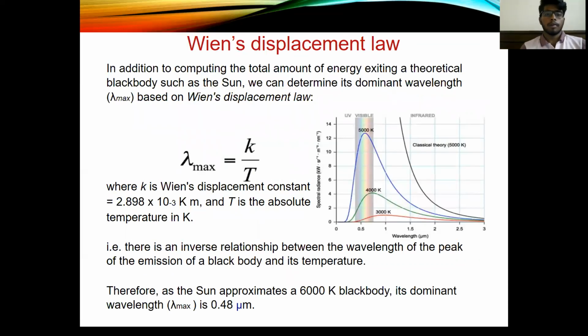Wien's displacement law. In addition to computing the total amount of energy exiting a theoretical black body such as the sun, we can determine its dominant wavelength based on Wien's displacement law. Lambda max equals k by T, where k is the Wien displacement constant, equal to 2.898 times 10 to the power of minus 3 meter Kelvin, and T is the absolute temperature in Kelvin. That is, there is an inverse relationship between the wavelength of the peak of the emission of a black body and its temperature. Therefore, as the sun approximates a 6000 Kelvin black body, its dominant wavelength lambda max is 0.48 micrometer.